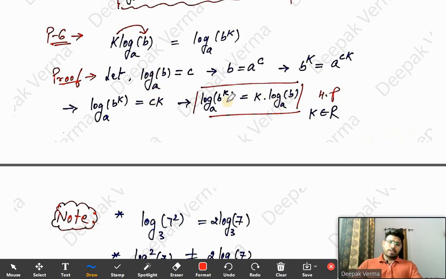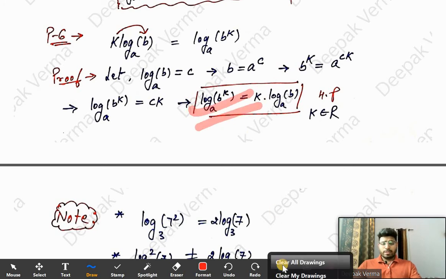So you can clearly see what's happening over here. Log b to the power k base a. So this k has come here in front of log. Got it? And vice versa is also true. k can go to the power of b also. Is it clear? So remember this property. This is a very, very important property.